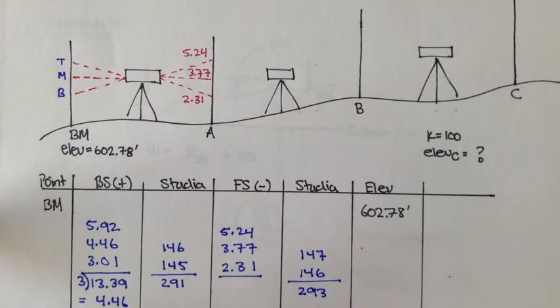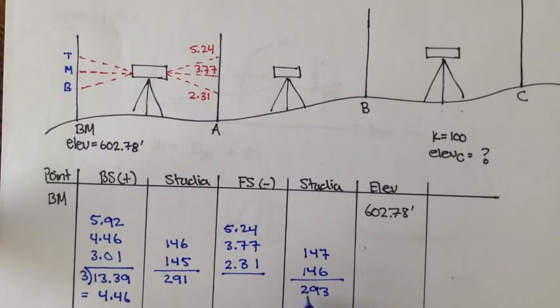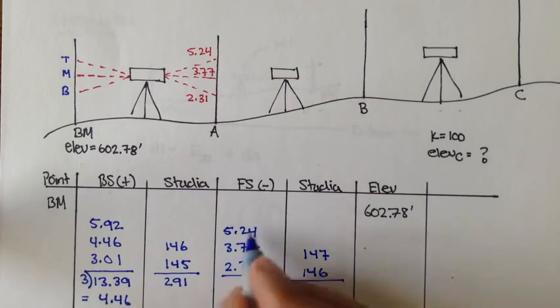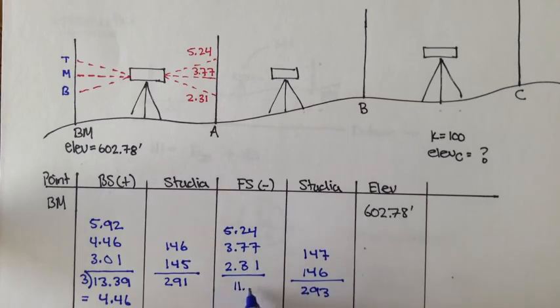You can see that the horizontal distance from the instrument to the foresight is 293, and the horizontal distance from the instrument to the backsight is 291. So they're roughly the same. Horizontal distance, pretty good. Now, let's go back to our foresight. Let's average these. You add them all together, you get 11.32. You divide by 3, you get 3.77.